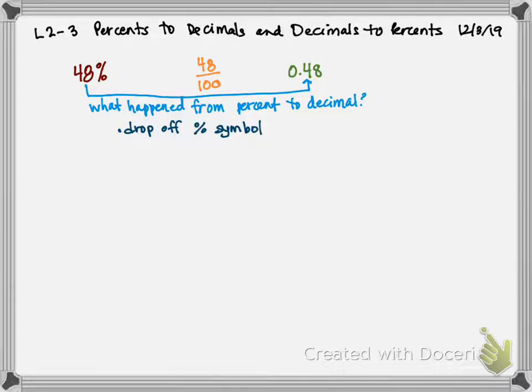Next thing I notice when I compare 48% to 48 hundredths is there's a decimal that gets introduced, and the decimal point went left. So left is a less. That's an operation that gives us something less. And if you think about the middle one, 48 over 100 is 48 divided by 100. So that's what we do, we divide by 100.